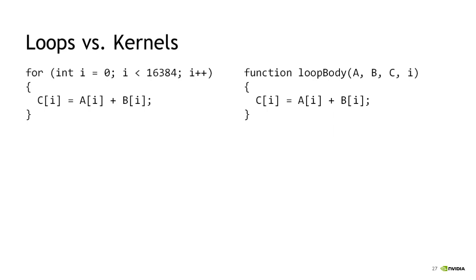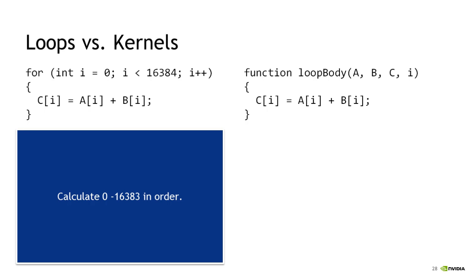And I want to add A and B together and store into C for every single array element. So naturally, I would write a loop that starts at 0 and goes to the last element and adds them together in order. So what I get is one really long running thread where we'll calculate every single element of this array from 0 to 16,383 in order. So this is a traditional loop. All of us are probably familiar with this if you've done any programming at all.